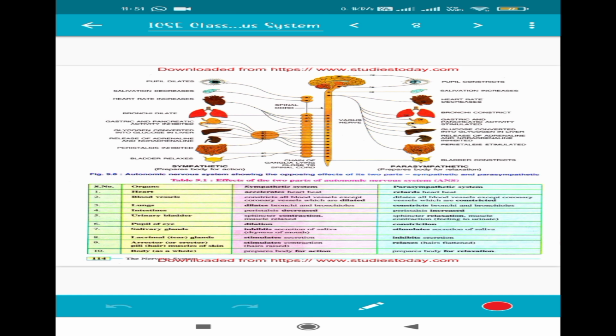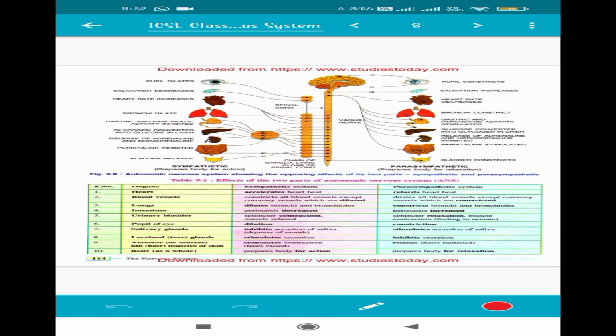Over here, as you can see, there is a table: effects of the two parts of the autonomic nervous system, sympathetic and parasympathetic. In the case of the heart, like I told you, adrenaline will be secreted, so our heartbeat increases automatically when we see a dog and start running. The sympathetic nervous system will accelerate the heartbeat, it will increase it, but the parasympathetic will retard it, it will decrease it. They are just the opposite of one another.